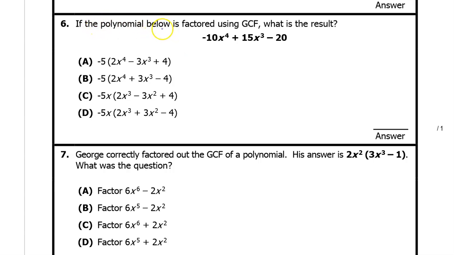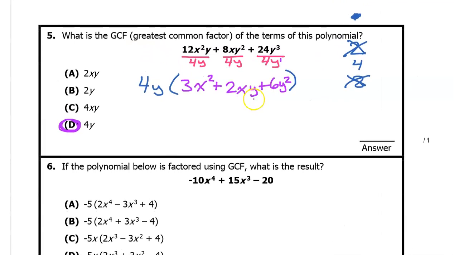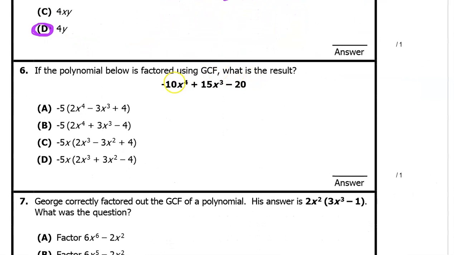So if the polynomial below is factored using the GCF, what is the result? Now we're going to do what we did on problem number 5. Let's start by finding the GCF. Looking at the numerical part, the 10, the 15, and the 20, let's decide what number divides evenly into all 3 of these. Starting with the smallest number, which is 10.